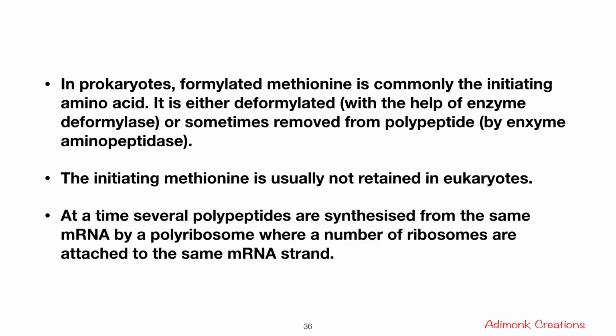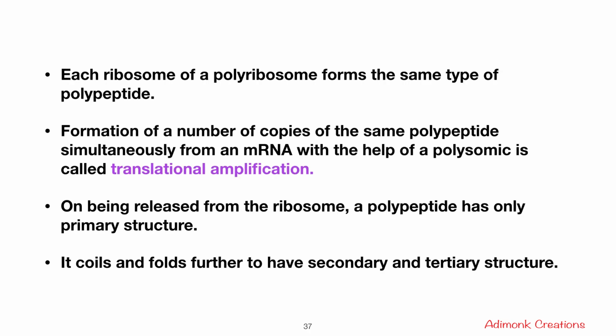In prokaryotes, formylated methionine is commonly the initiating amino acid. It is either deformylated with the help of the enzyme deformylase or sometimes removed from the polypeptide by the enzyme aminopeptidase. The initiating methionine is usually not retained in eukaryotes. At a time, several polypeptides are synthesized from the same mRNA by a polyribosome, where a number of ribosomes are attached to the same mRNA strand, as we have seen in the pictures before. Each ribosome of a polyribosome forms the same type of polypeptide.